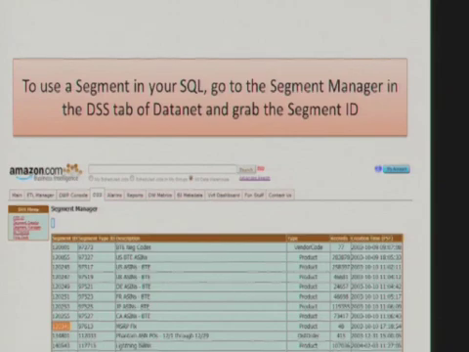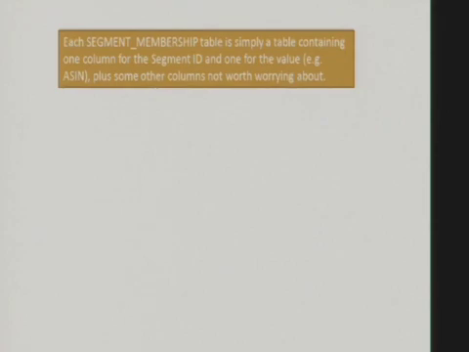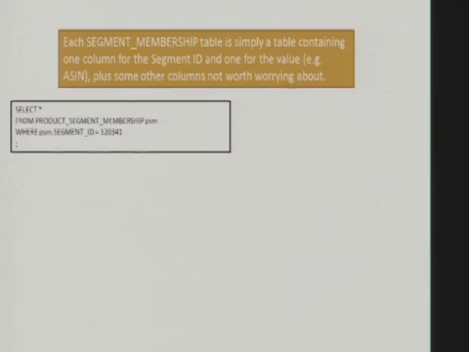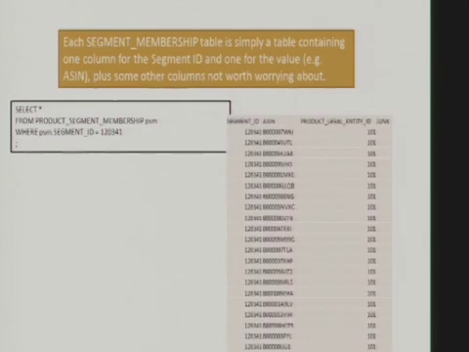All right. Every segment membership table is just a table containing one column with your segment ID and one column with whatever the value is in that table, in this case ASIN, plus other columns that you don't need to worry about. So if we just did a simple select star, meaning select all the columns, from product segment membership where the segment ID is 120341, that segment I created, we get these results.